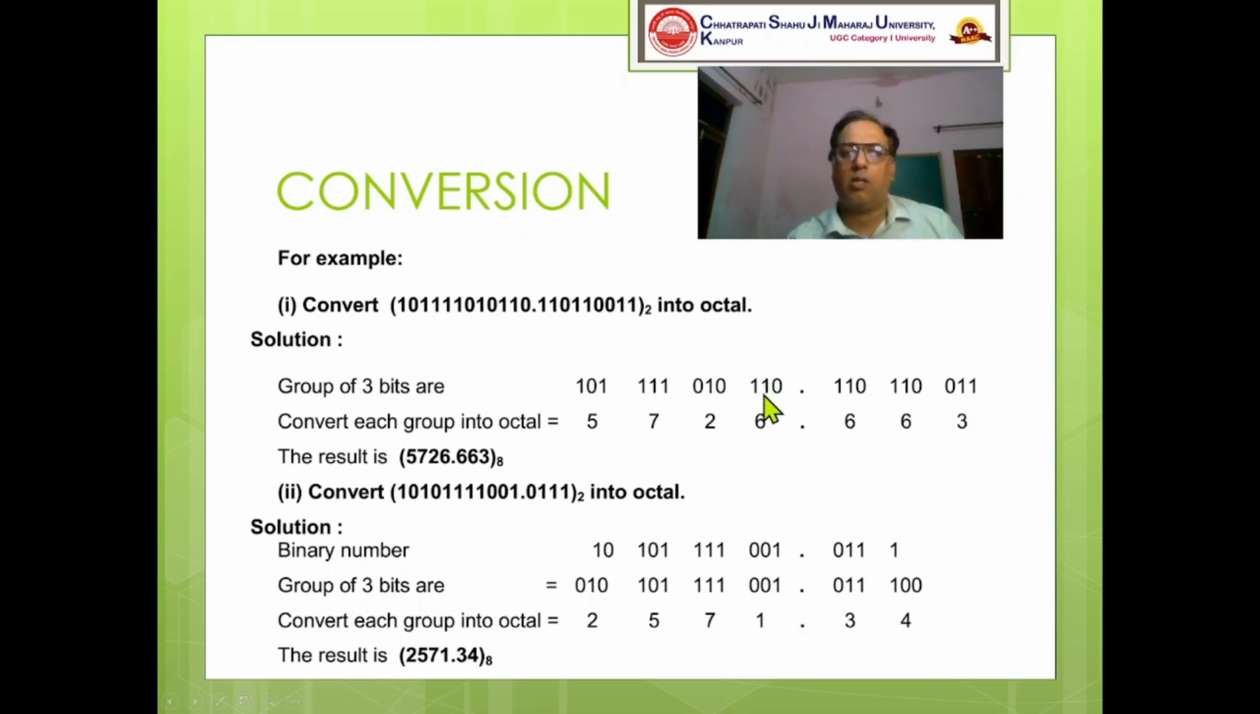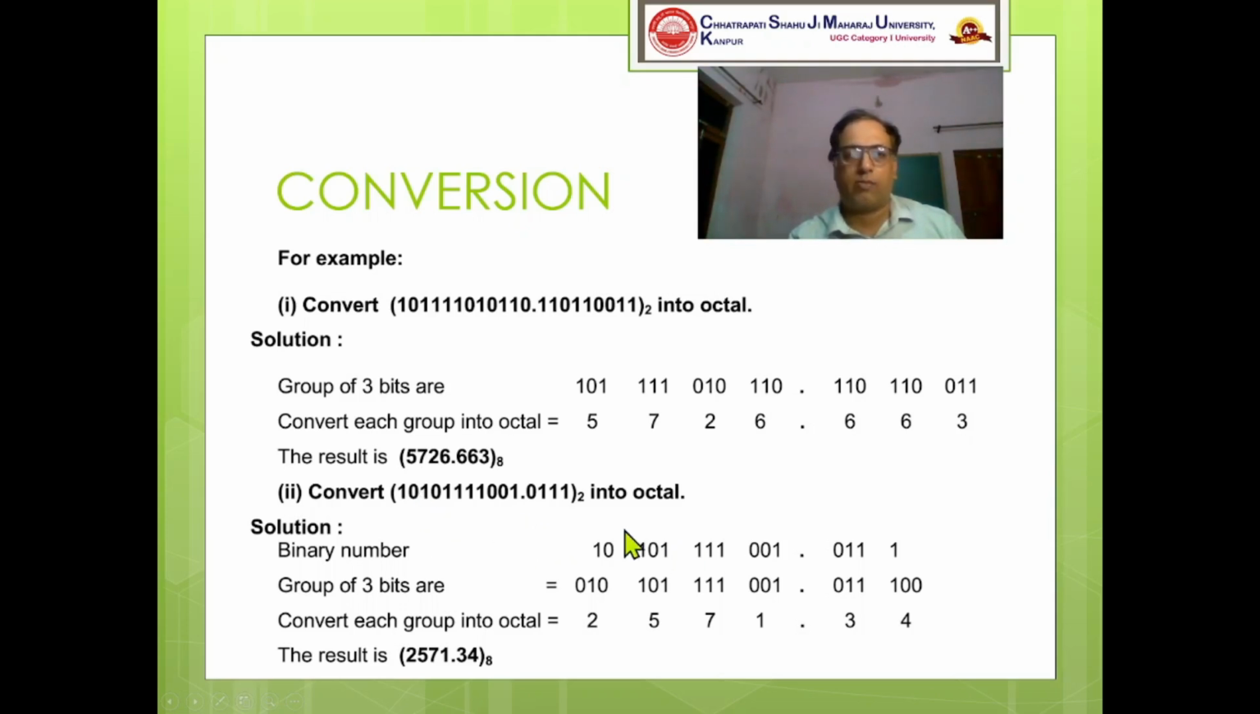Now, write the respective octal part of this. 110 is nothing but 6, 010 is 2, 111 is 7, 101 is 5. Similarly, after decimal, 110 is 6, 110 is again 6, 011 is 3. So the conversion is 5726.663.